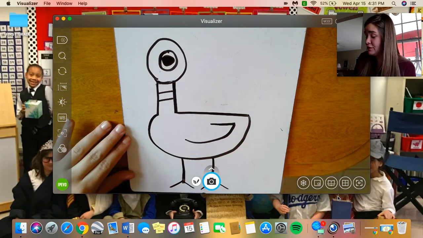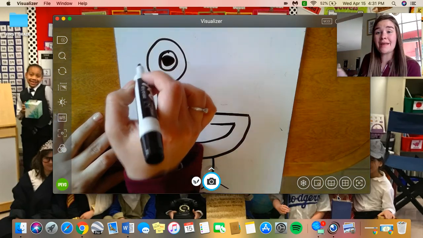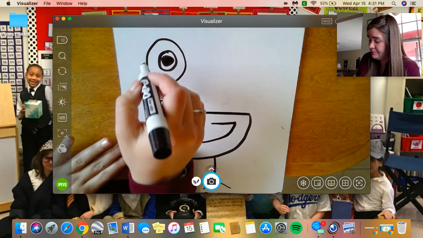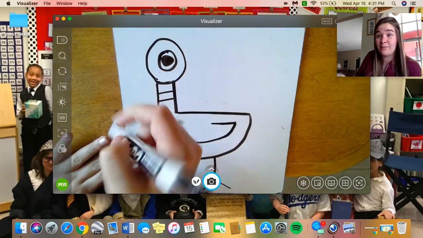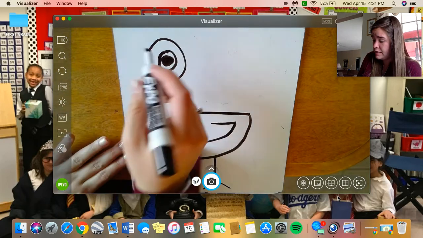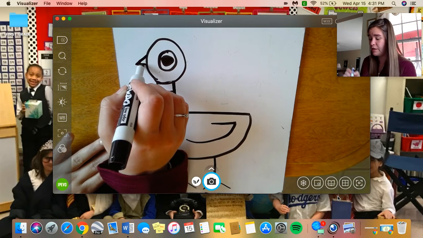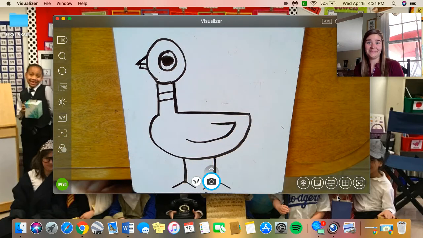Now, the last thing we have to do is add his beak. So for his beak, we're going to make two almost like triangles off the side of his face. I'm going to make his head pointing this way. I'm going to make a triangle here, and then a little triangle underneath it for the bottom part. And there is your pigeon.